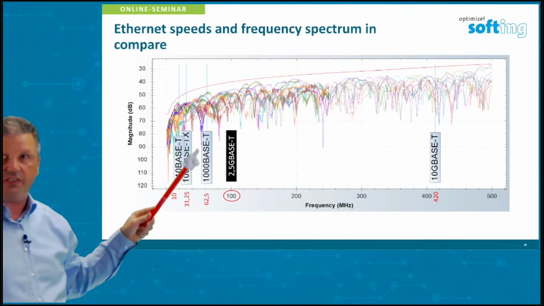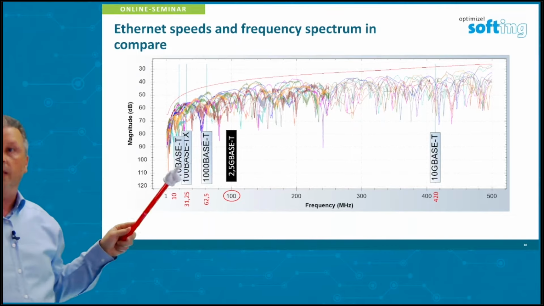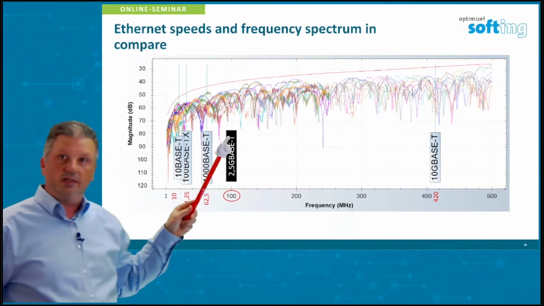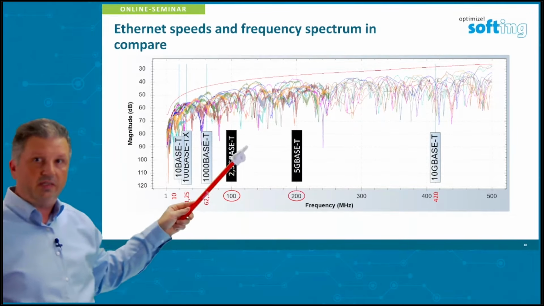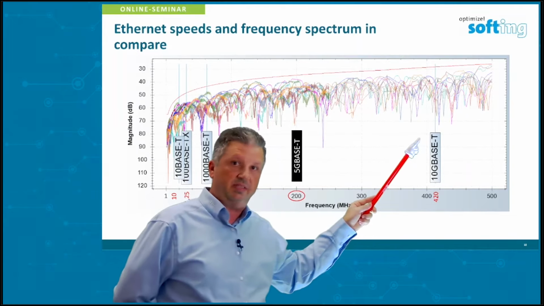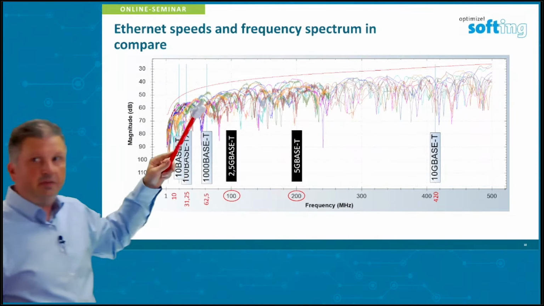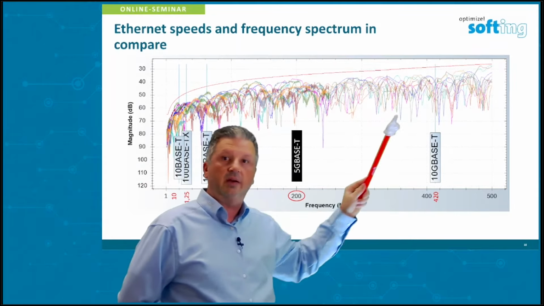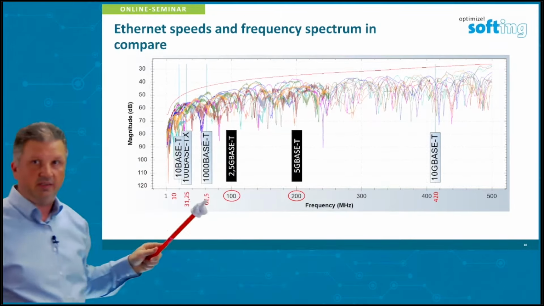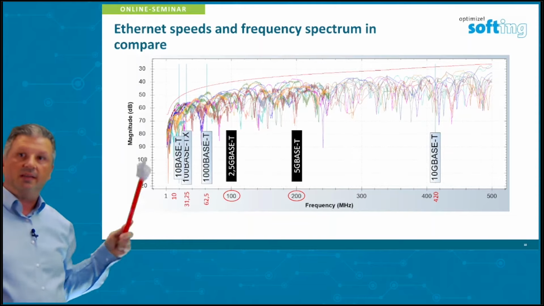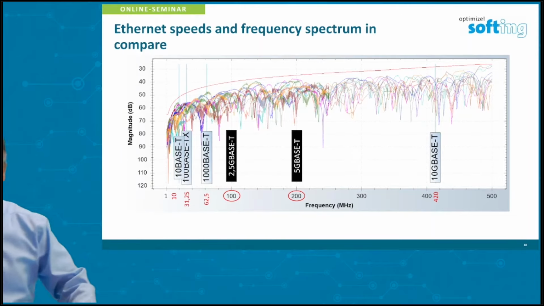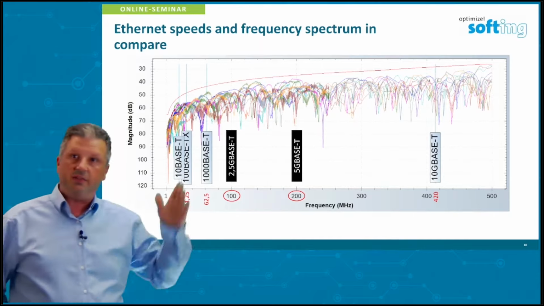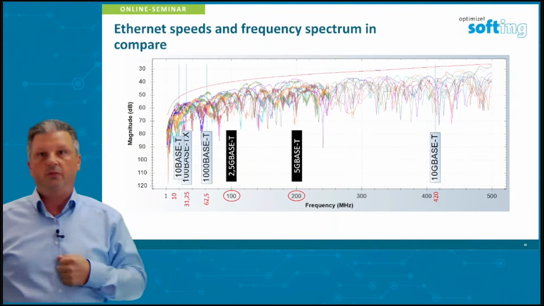So 10BASE-T, 100 Mbit, gigabit, or 2.5, 5 gigabit, and at the end, 10 gigabit per second. This is really an overview of where we are in the range of speeds in comparison to frequency measurement. It's an interesting point for understanding more of the definitions and details of frequency or speed transmission.